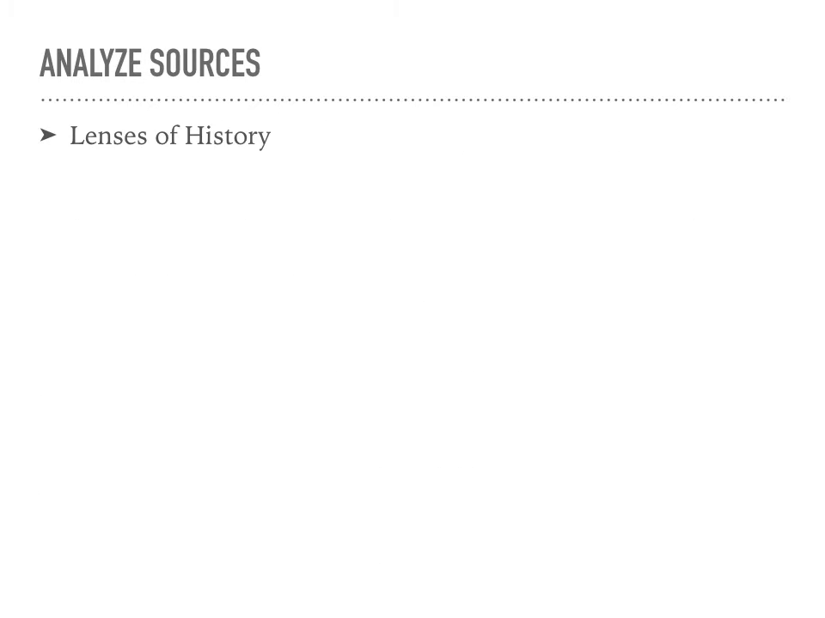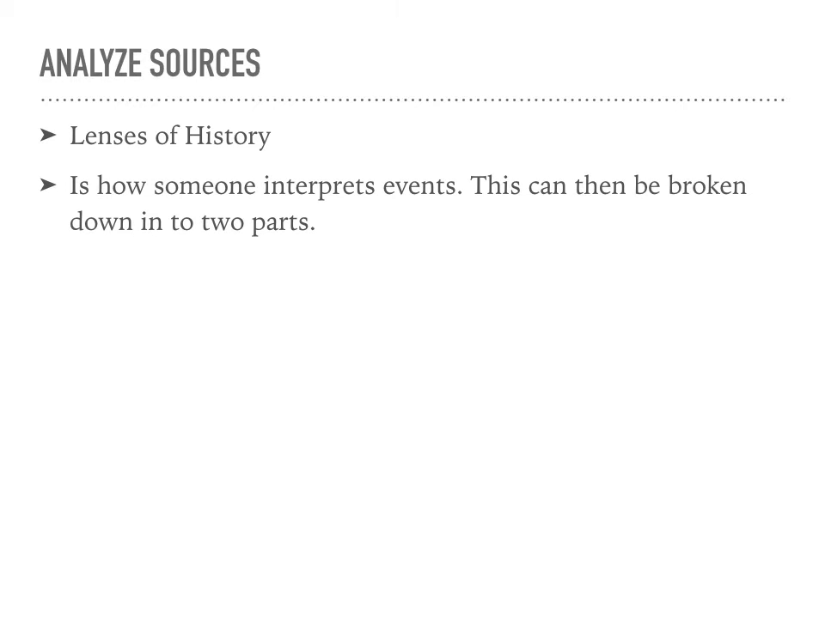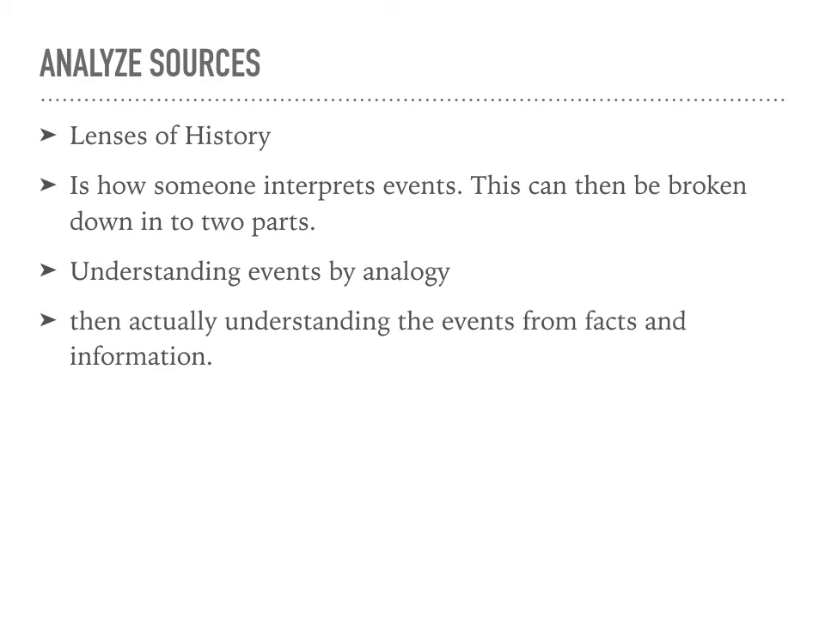Furthering on to the lenses of history, this is how someone interprets events. This can be broken down into two parts: understanding events by analogy, and then understanding the events from facts and information. So what's an example of understanding events by analogy? Basically, people are always looking to their events from the past, and they will use analogies.